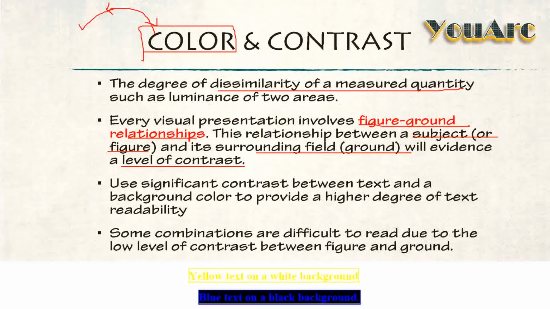The use of significant contrast between the text and the background provides a higher degree of text readability. If you have good contrast between the background and the color of the text, then it is easily readable. Some combinations are difficult to read due to the low level of contrast between figure and ground. Let's see one example here. Yellow text on a white background creates a low level of contrast, where it is very difficult to read.